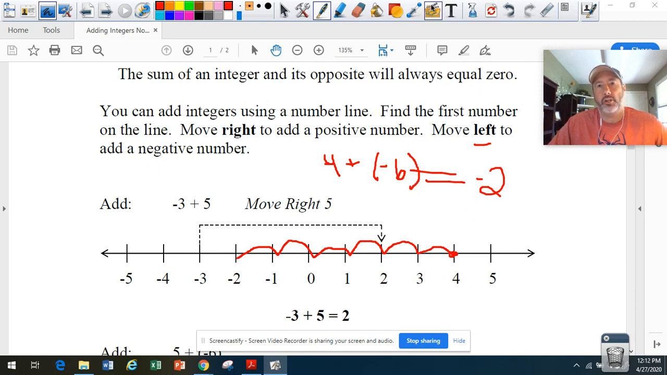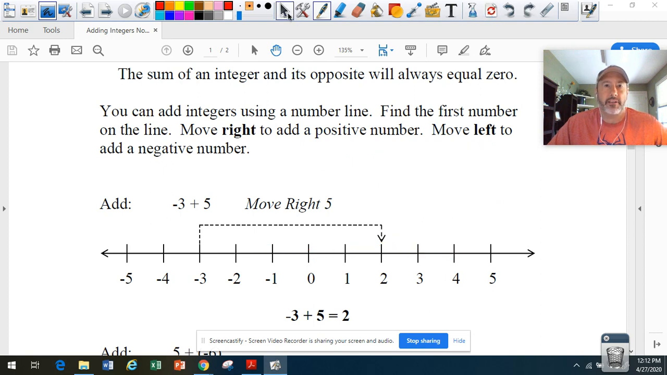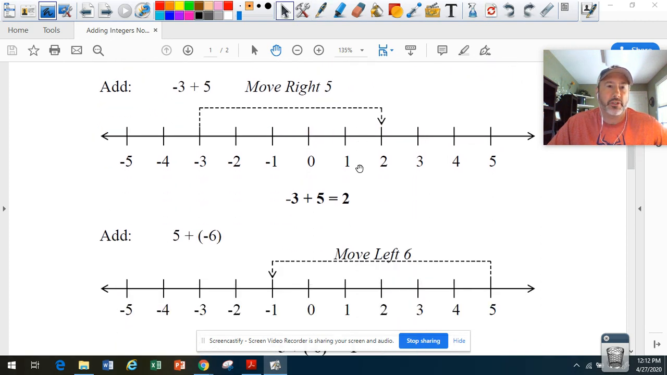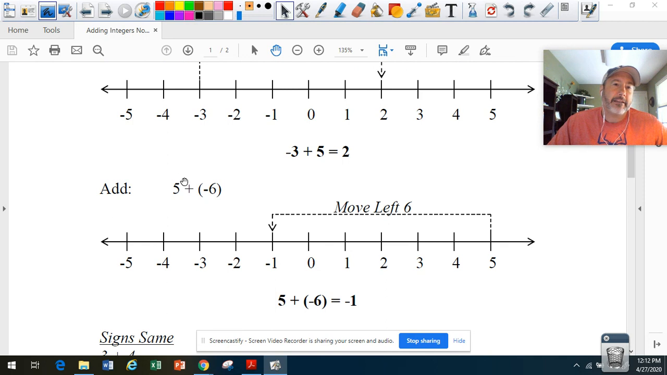So that's one way to use a number line in solving this. Let's look here at some examples. It says 5 plus -6. We're going to start at +5. We're going to move here 6 places to the left. 1, 2, 3, 4, 5, 6. So I'm here at -1.